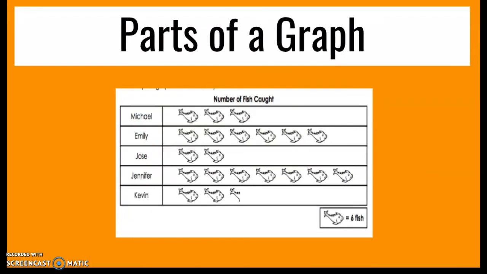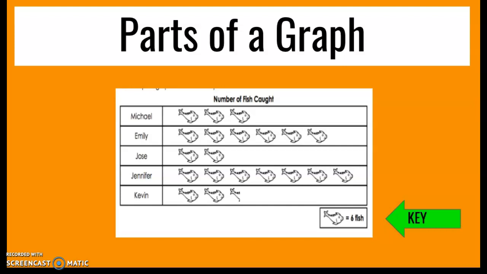Now, this graph is a pictograph, and it has all of the same things except for one thing. It doesn't have a scale because it has pictures. And when we have a pictograph, what we want to look for is a key. And the key tells us what each one of the pictures stands for. In this case, each of these pictures stands for 6 fish.